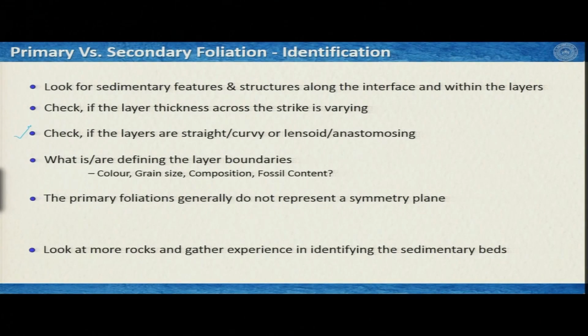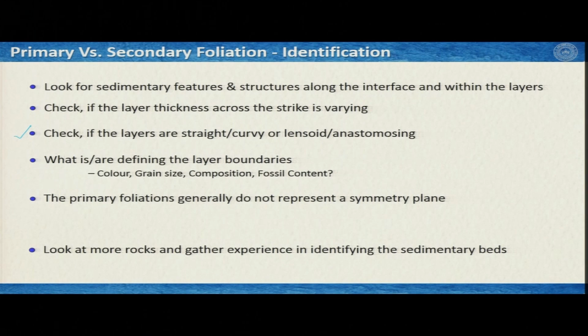Now, also check if the layers are straight or curvy. If they are straight or very gently curving, then it is primary foliation, but if the foliations you see are some sort of repetitive, anastomosing and lensoid, these are your secondary fabric or secondary foliation.